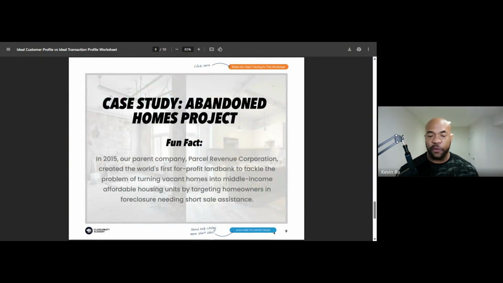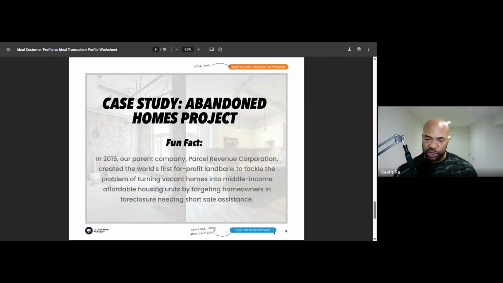So fun fact, for those of you who don't know, we started an organization called the Abandoned Homes Project back in 2015. The purpose of Abandoned Homes Project is the world's first for-profit land bank. Nonprofit land banks let all the houses sit in the community, go to sheriff's sale. They sit for years. They get dilapidated. And by the time the land bank gets the property back, it's not worth much, and it's ruined the property values of the surrounding properties. So what we did was create an organization called Abandoned Homes Project, and that organization was the client in this particular case study.